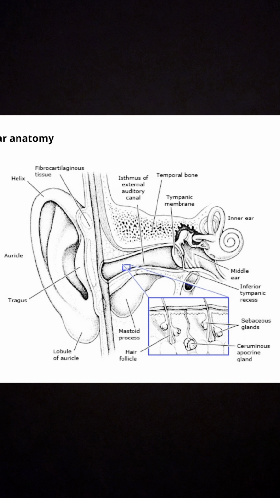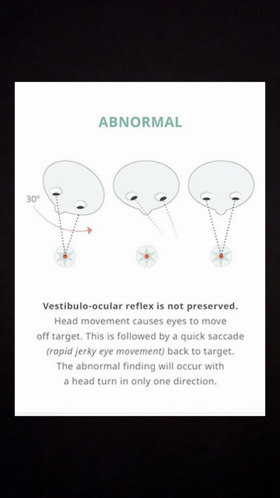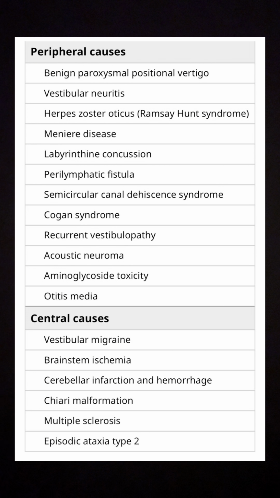Along with the previously stated symptoms such as severe vertigo, nausea, vomiting, and imbalance, patients will likely exhibit unidirectional nystagmus, a positive head impulse test, and absent vertical or diagonal skew. These are all signs that will help differentiate between peripheral vestibular dysfunction and central vestibular dysfunction, such as what may occur in a cerebrovascular event.